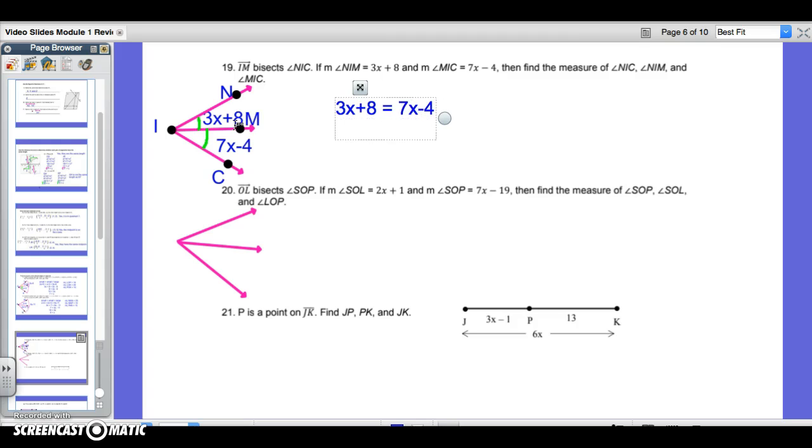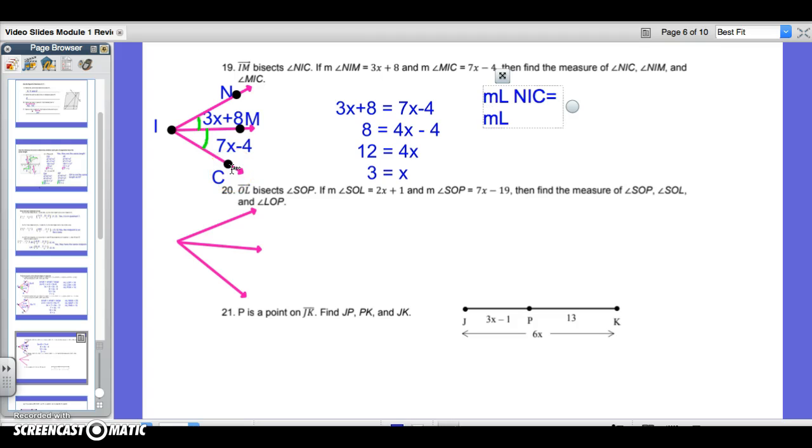Okay, moving the 3x to the other side, I'm going to get 8 is equal to 4x minus 4. I'm going to add 4 over, so I'm going to get 12 is equal to 4x, and then divide by 4, and I'm going to get 3 is equal to x. Now let's plug it in to find out all these angle measures. The measurement of angle NIC, that would be the whole thing. Let's save that for a second.